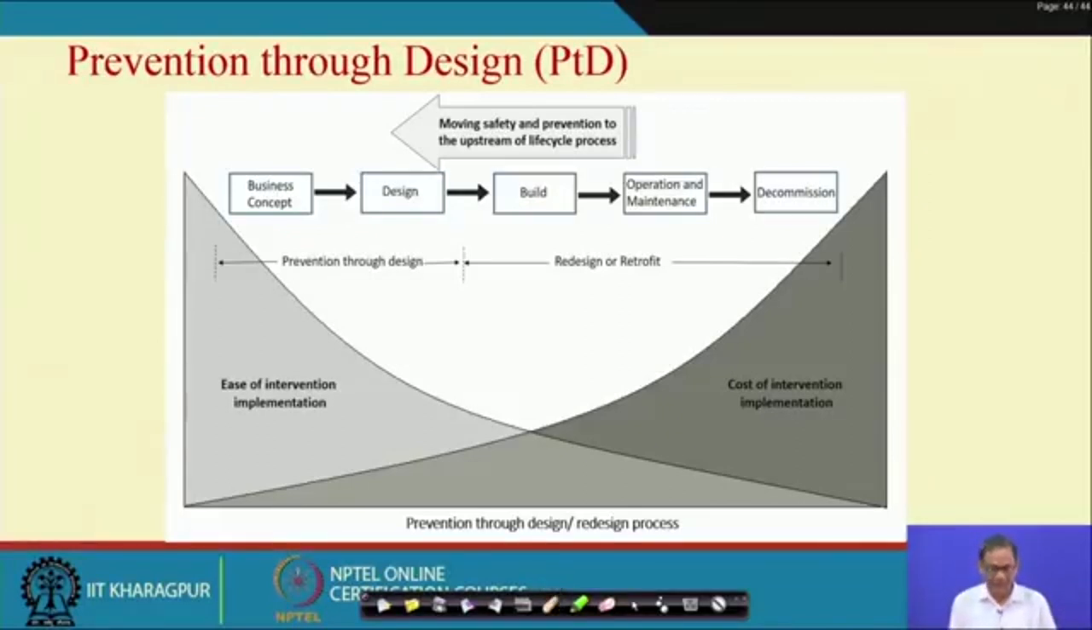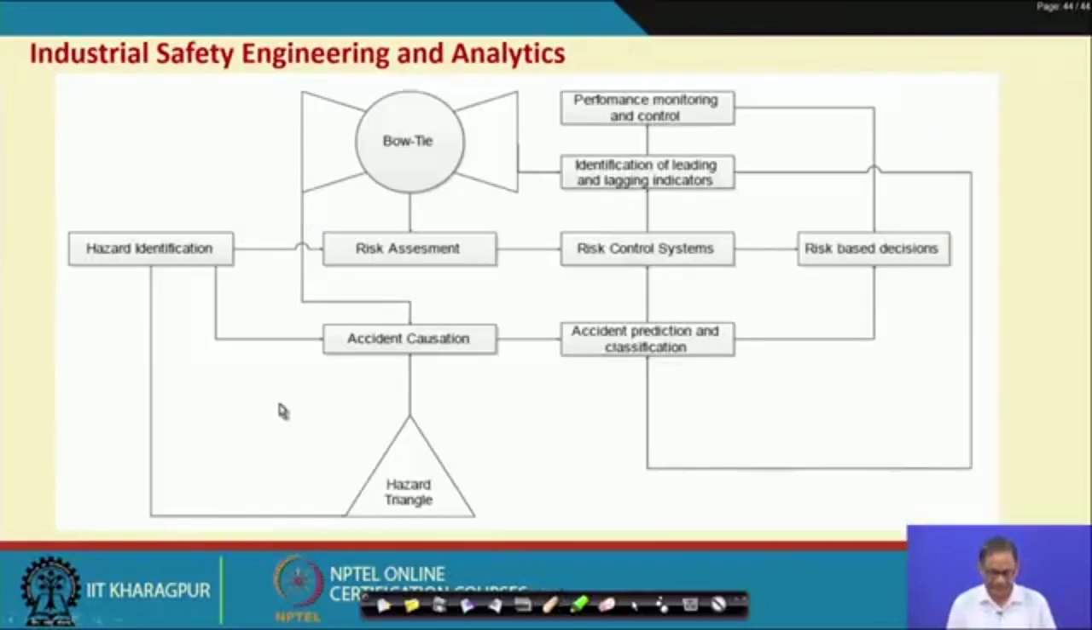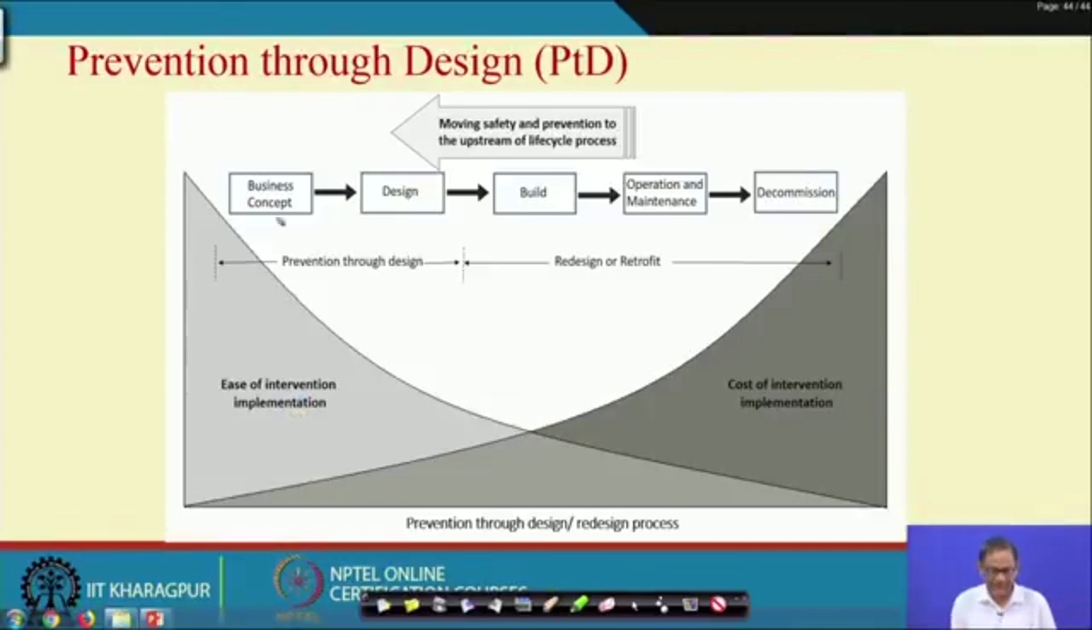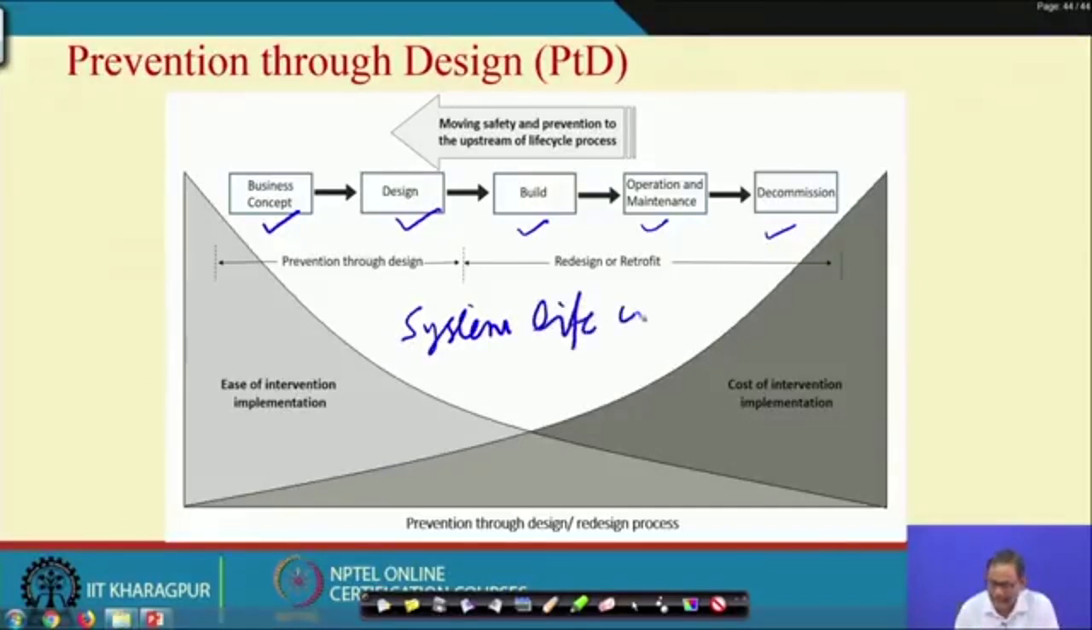So, traditionally what are the design steps? First is the business concept idea, then you will go for design: there will be preliminary design, detailed design, there are stages of design. Then this will be built and finally it will be under operation, maintenance go on, and then decommissioning. Any plant will go through all those stages. The entire stage from business concept to decommissioning is known as the system life cycle. What I am saying? System life cycle, SLC.